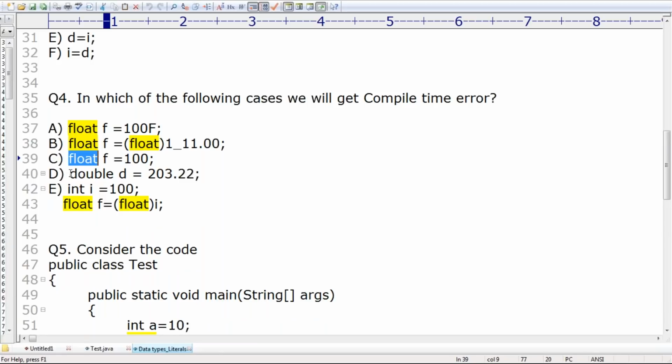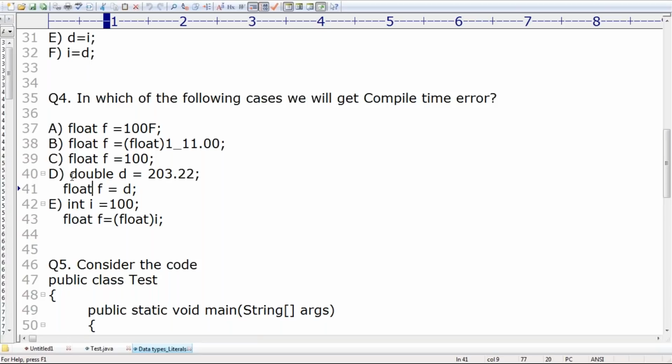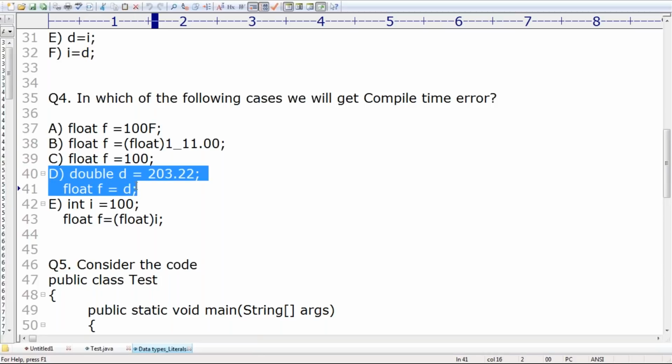Next, can you please tell? Can you observe these two lines? Double d, float f is equal to d. Valid or invalid? Invalid, because, what is the reason? Sir, how can you assign a double value to a float? If you want to assign, compulsorily we need to perform explicit typecasting. That's why in this case the code won't compile, we will get a compile time error.